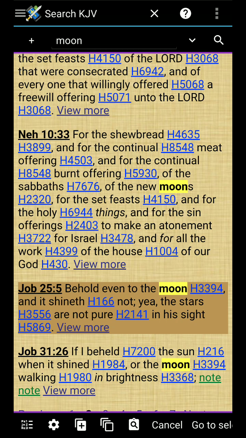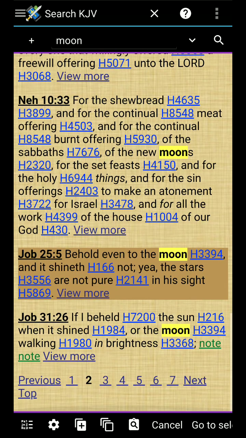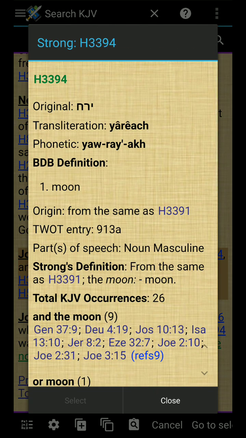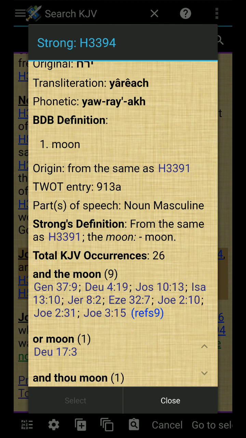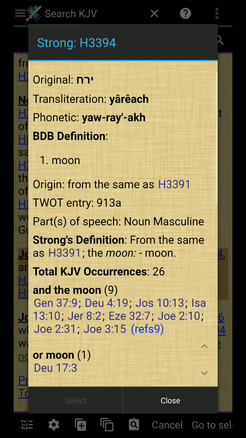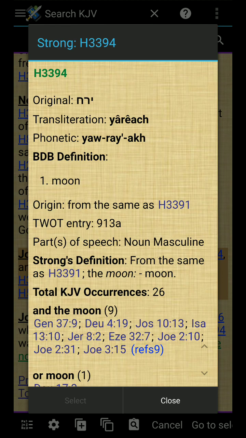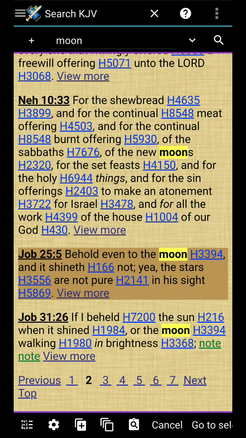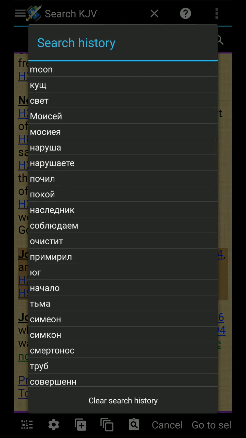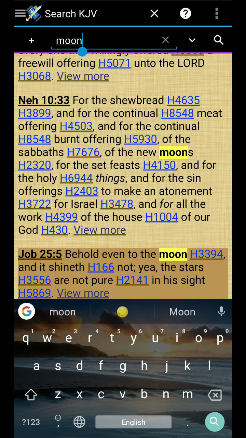Let's go, and so you see I made a search for the word moon, and we have, for example, Job: behold, even to the moon, and it shines not. Let's see what the word is here, and we see that this is Yareach. And it has only one definition, moon. So it's a heavenly body, the moon. And now let's see the word for month.